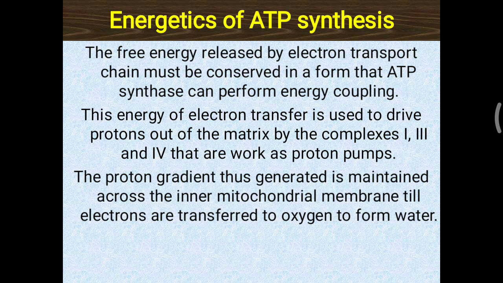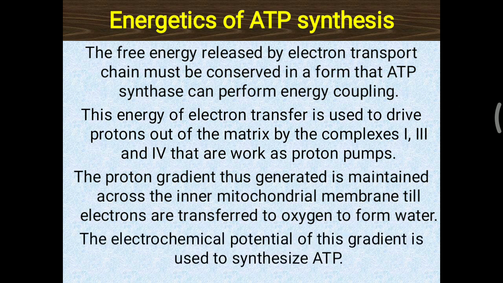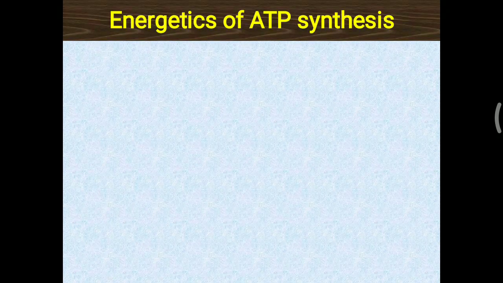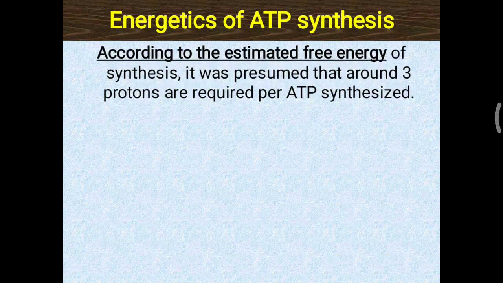The proton gradient thus generated is maintained across the inner mitochondrial membrane until electrons are transferred to oxygen to form a water molecule. The electrochemical potential of this gradient is used to synthesize ATP. Basically, protons are transferred from the matrix to the intermembrane space, and that is the main function of this electron transport chain. According to the estimated free energy of synthesis, around 3 protons were presumed to be required per ATP synthesized.